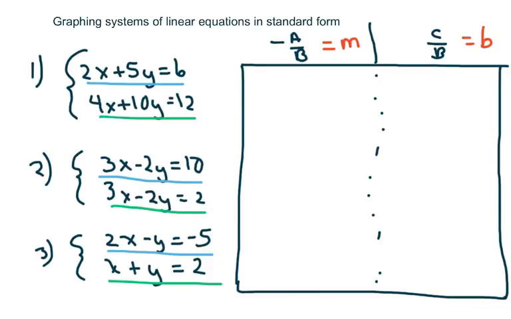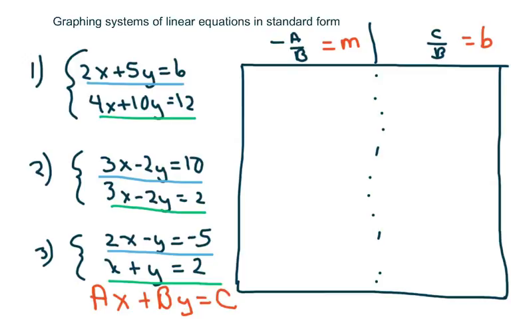And just recall that our standard form of the equation is ax plus by equals c. A is your coefficient in front of x, b is your coefficient in front of y, and c is your constant. So we're just going to rewrite these real quick and then graph them on the next pages.